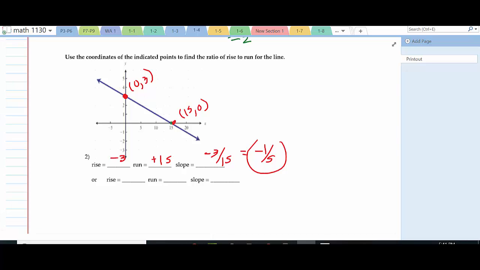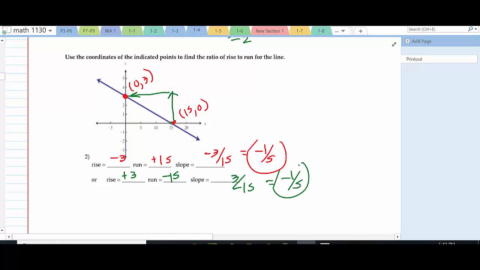If you did it the other way, what would you be doing? You would be going up 3, and then going left 15. So it's consistent when you do this. You should always get the same answer, okay? And again, the line's going down, so that's what we call a negative slope. So that's how you calculate a slope, just by looking at the line.